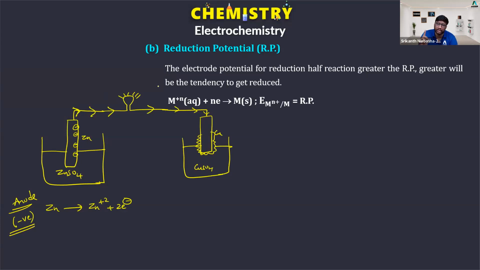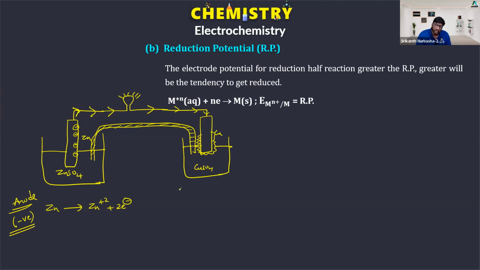This will occur only for a minute time. Why? Because the circuit is incomplete. Whenever the circuit is complete, what happens? The circuit has to be completed with the help of a salt bridge. When you complete the circuit, the bulb will glow continuously and brightly.